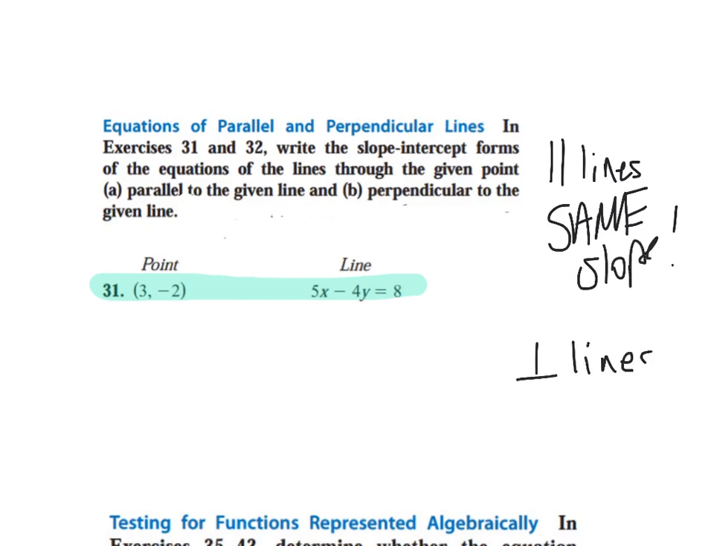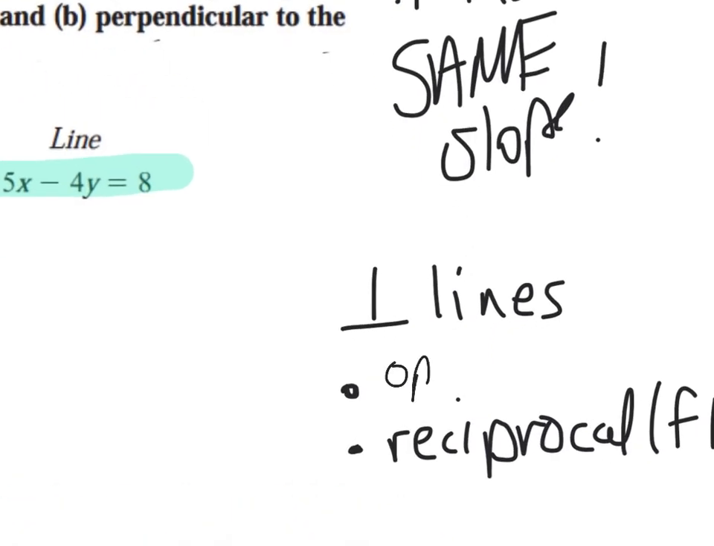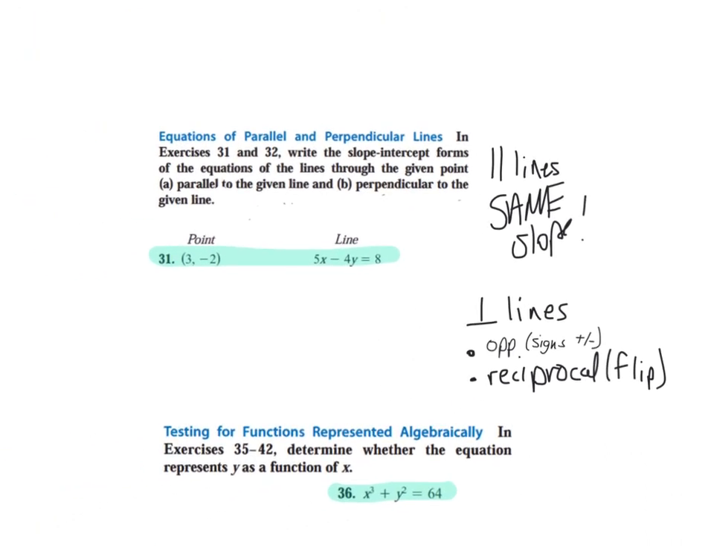Perpendicular lines have what? It's reciprocal, and reciprocal means to flip. And what else? It's not just reciprocal. Negative. You're going to have opposite. One will always be positive, and one will always be negative. So if you have perpendicular, you're going to flip the slope, and you also have to change the sign.